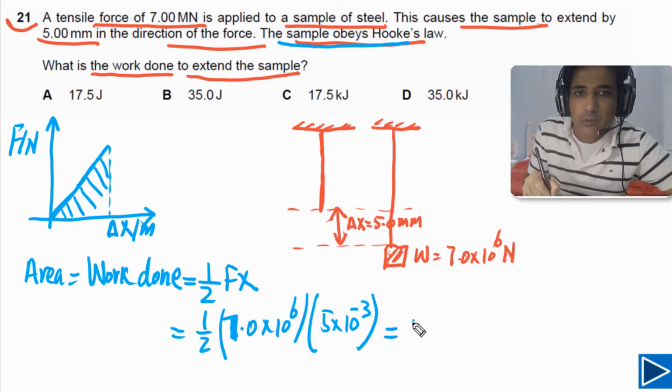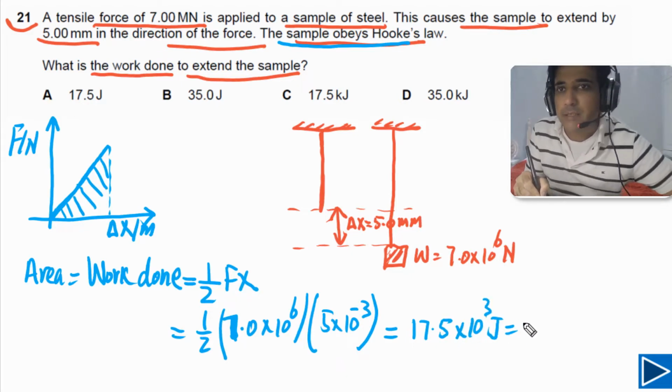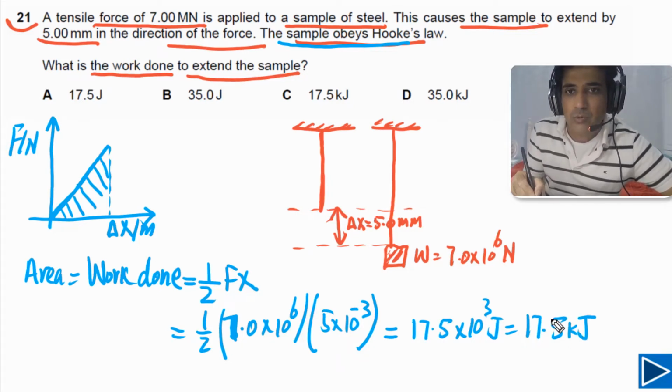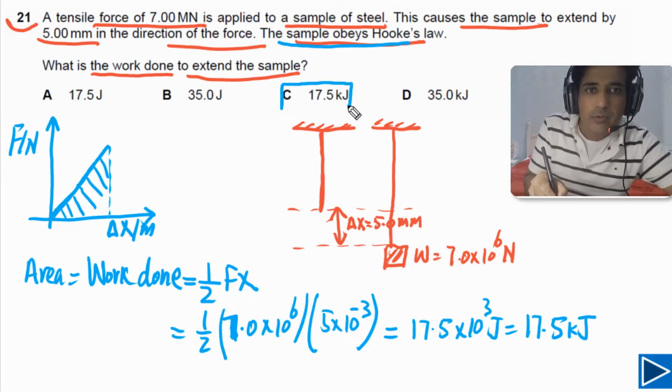If we solve this one, our final answer should be 17.5 times 10 to 3 joules. But the answers are given in kilojoules, so we can convert this into kilojoules. This will be equal to 17.5 kilojoules. So the answer for this question is C.